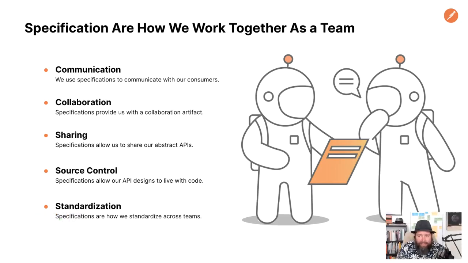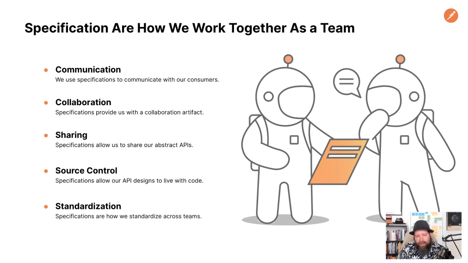API specifications are how we work together as a team. So you see that evidence in documentation. Why Swagger UI and Redoc and specification-driven documentation has become so critical. It's how we, API producers, communicate with API consumers. So these specifications, as they're growing and being applied across the API lifecycle, are opening up opportunities for collaboration.